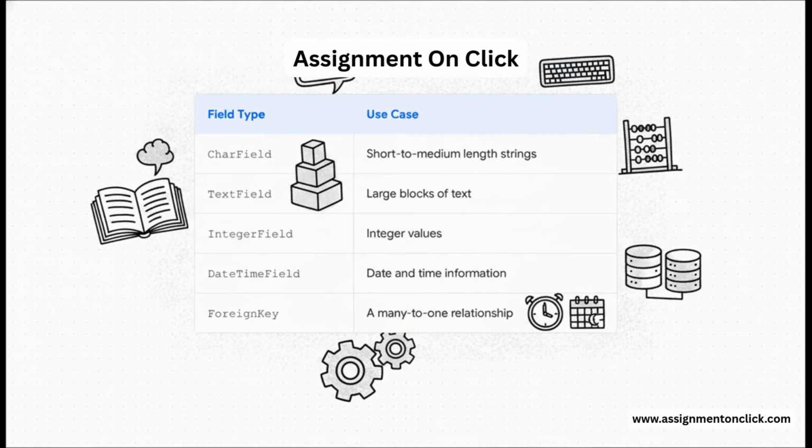And of course, Django gives you a whole toolbox of field types to build with. You've got CharField for short stuff like names and titles, TextField for big blocks of text. You've got fields for numbers, for dates, and even for creating links between your tables using something called a foreign key. Each one tells the database exactly what kind of data to expect.